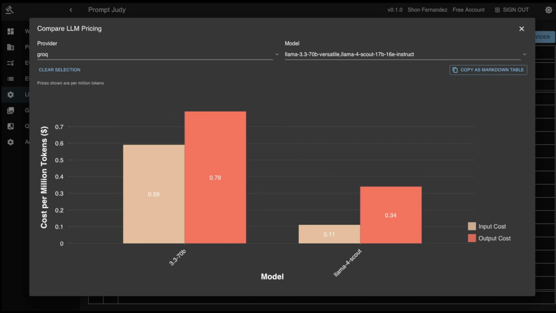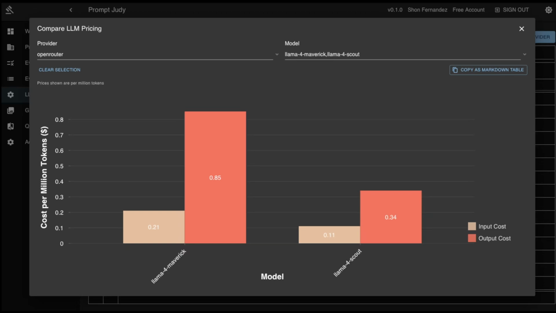Let's take a look at OpenRouter. For OpenRouter, there's a lot of variation in the 3.3 pricing, but as you can see, for the Llama 4, it's 11 cents for Scout for input, 21 cents for Maverick for input, 34 cents for Scout for output, and then 85 cents for Maverick for output.